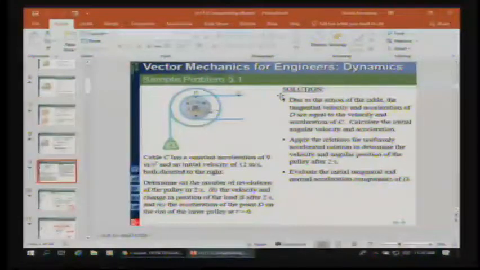The velocity and the change in position of load B after 2 seconds. Well, we're going to have to assume that B keeps moving straight up, I would think, because otherwise this would be a much more complicated problem. And the acceleration of point D, which is right here on the rim of the inner pulley at t is equal to 0 seconds. All right, so we have to make a couple of assumptions.